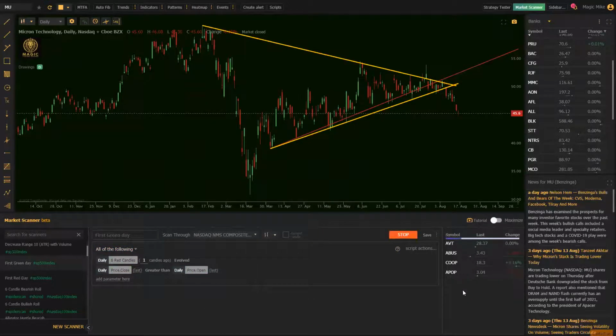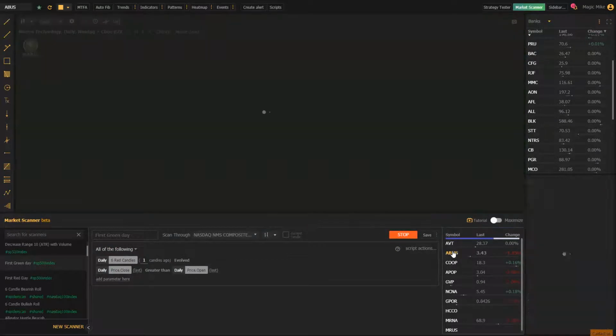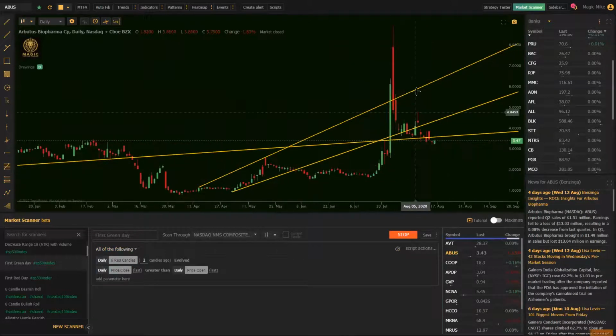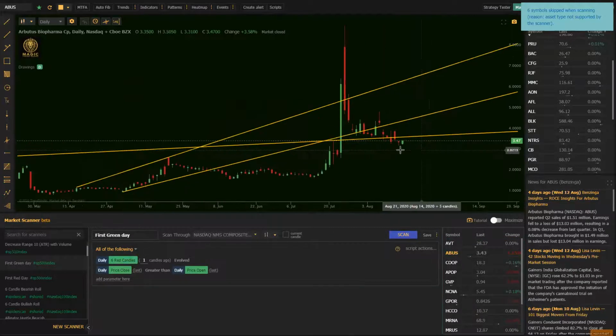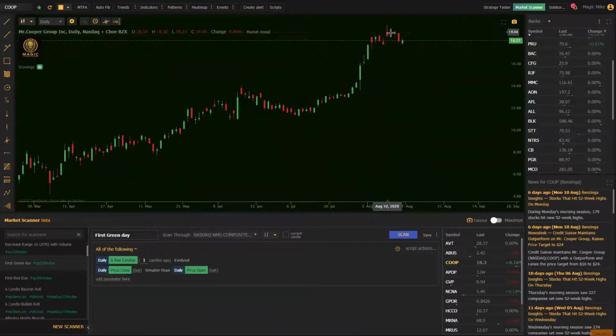Okay, there's a couple pulling up here that have had first green days. I'll give you an example here with ABUS. It's had a multitude of red days, it looks like, over a period of time. And all of a sudden, after six red candles in a row, we finally have a green day. And that was on Friday, showing that this stock may potentially start turning around. COOP, lots of red days. All of a sudden, first green day in the past five, six candles.